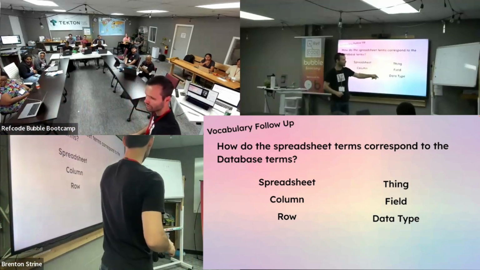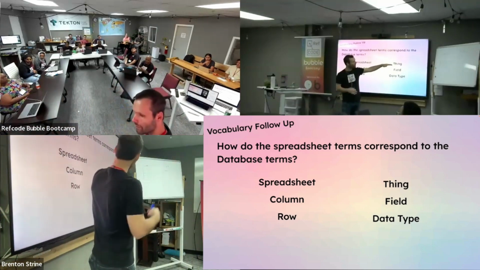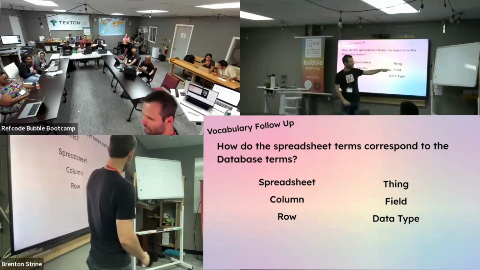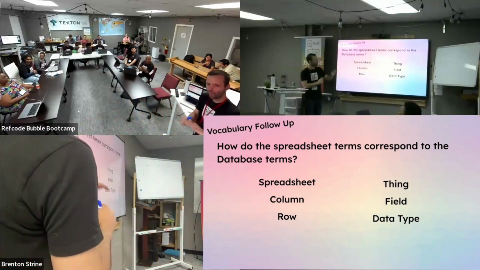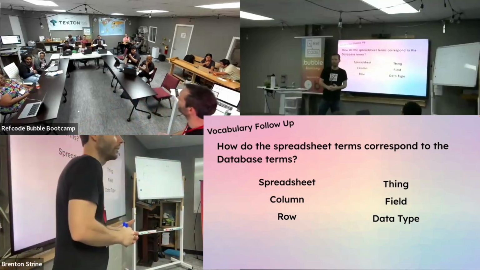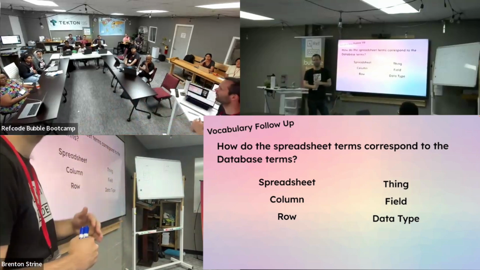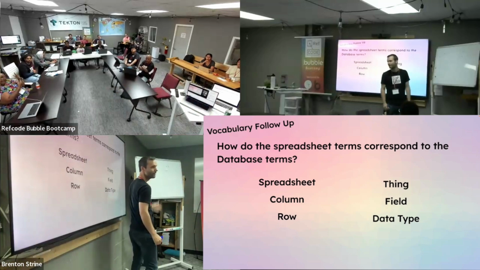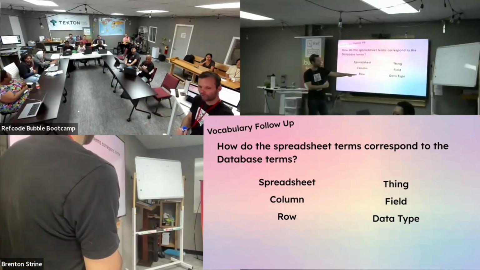So in Bubble terminology, the whole table is a data type. Each row that you put, each new thing that you put in is a thing. And then each thing has multiple fields that describe its properties. So now that we've said all of that, what does spreadsheet connect to over here? What do you think? Data type. Yep. And what do we think column connects to? Field. Column is field. And what do we think row connects to?